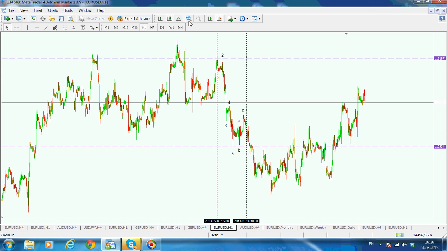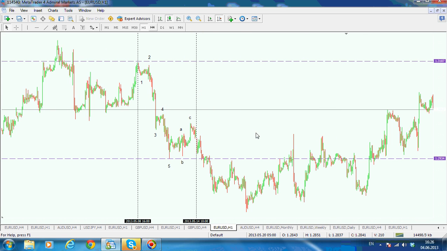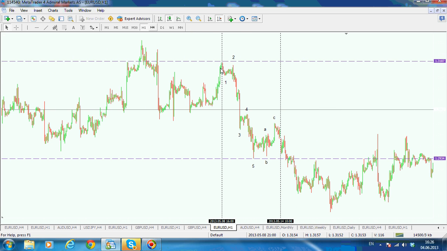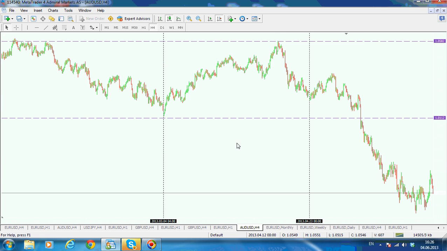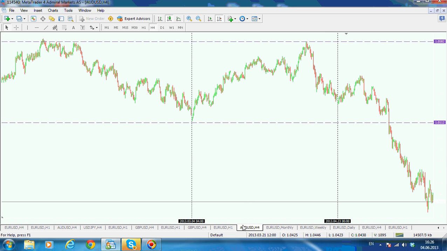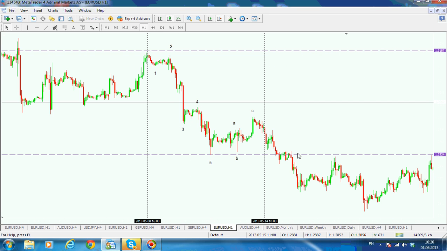So you had 2 examples now for the beginning. Remember, we are at the beginning of this course. This is 1, 2, 3, 4, 5 ABC for the euro dollar, and on the next recording we're going to take a look at another example on the Australian dollar, US dollar, and then we will move along.